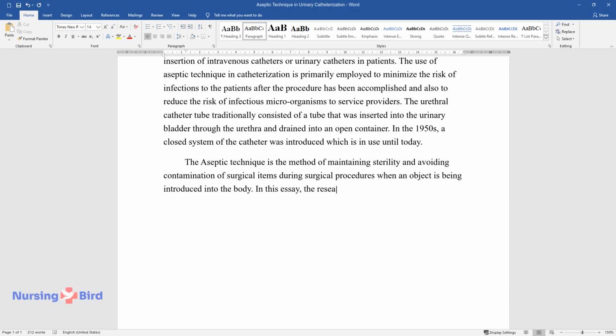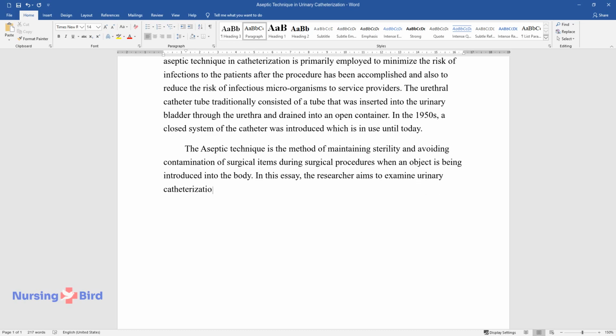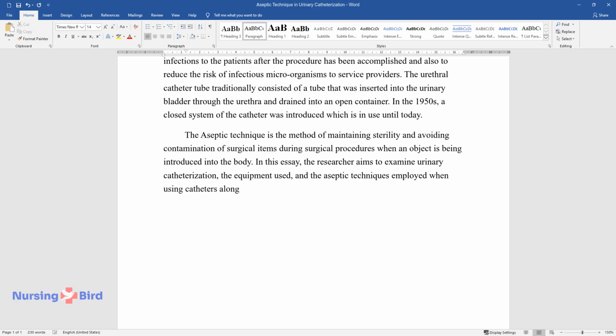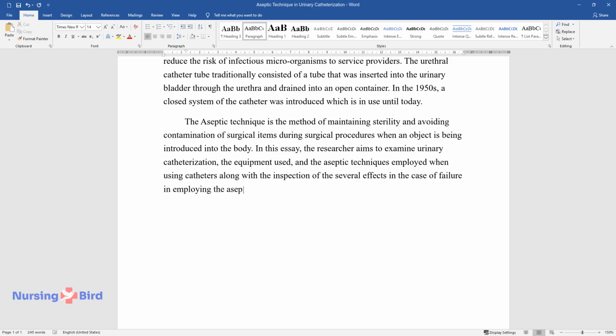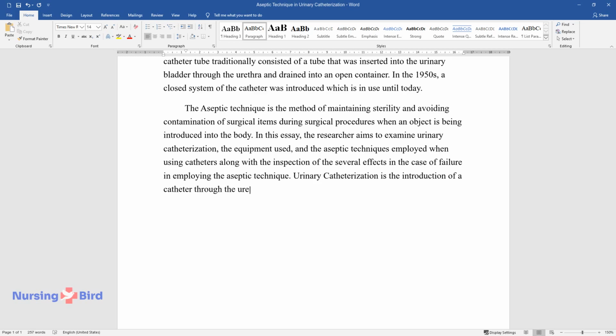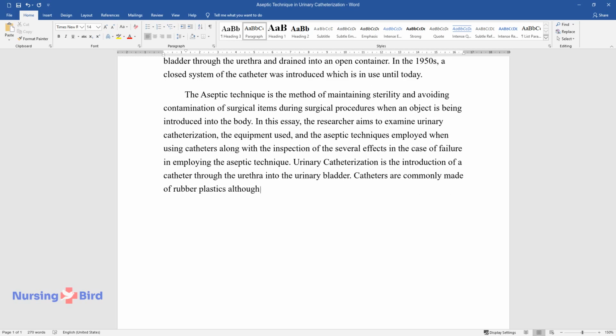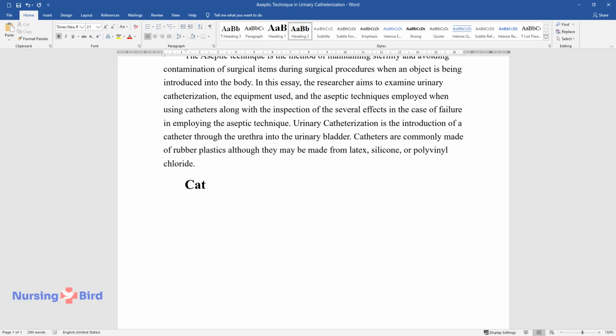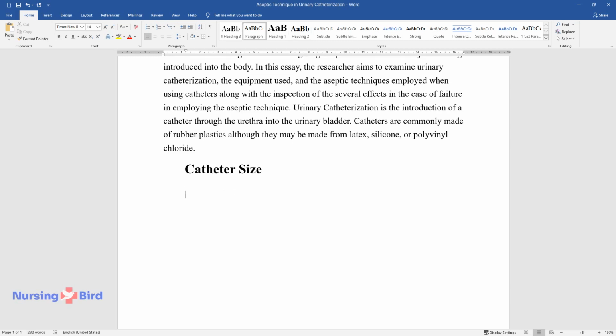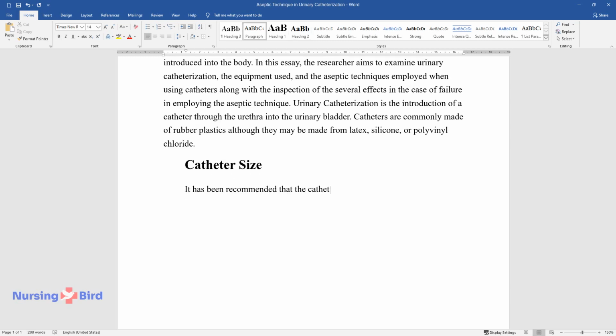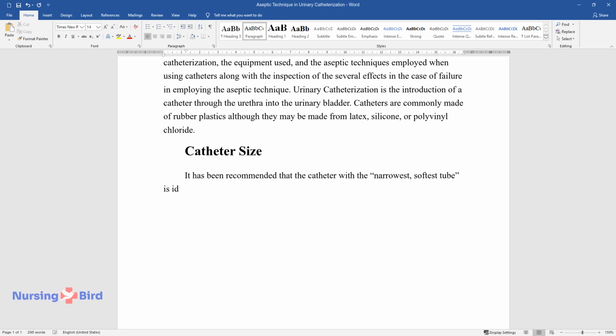In this essay, the researcher aims to examine urinary catheterization, the equipment used, and the aseptic techniques employed when using catheters, along with the inspection of the several effects in the case of failure in employing the aseptic technique. Urinary catheterization is the introduction of a catheter through the urethra into the urinary bladder. Catheters are commonly made of rubber plastics, although they may be made from latex, silicone, or polyvinyl chloride. Catheter size. It has been recommended that the catheter with the narrowest, softest tube is ideal for catheterization.